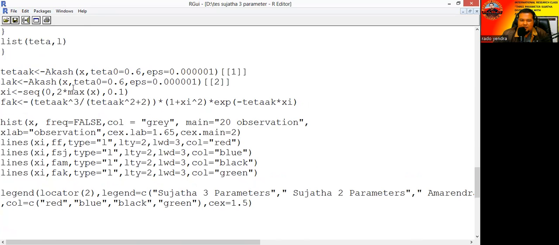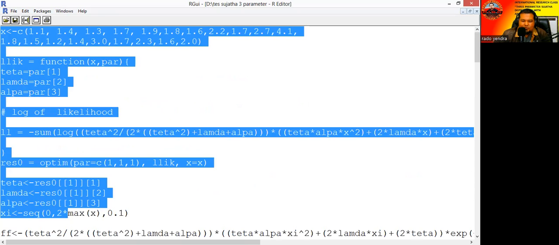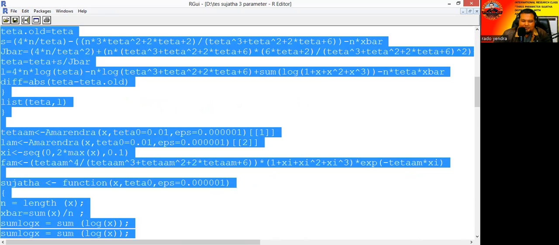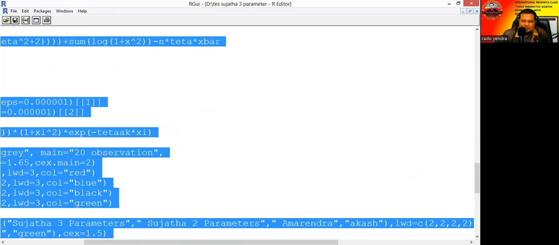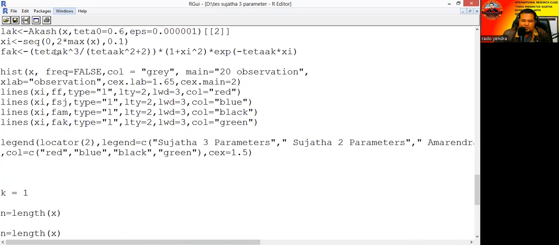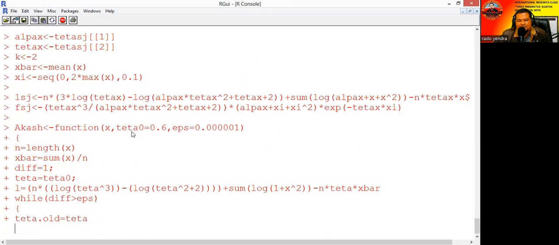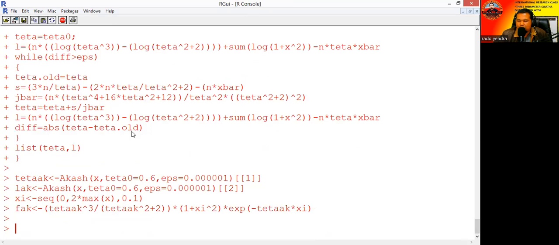Okay, we run all our program here. We start from the X data and run all until the AKAS distribution. Okay, stop here. We run our program. Okay, console. You can check here that all the program ran successfully. It means there is no problem with the programming to estimate parameters for the three parameter Sujatha distribution, the Amarendra distribution, the Sujatha two parameter distribution, and the last one, the AKAS distribution.